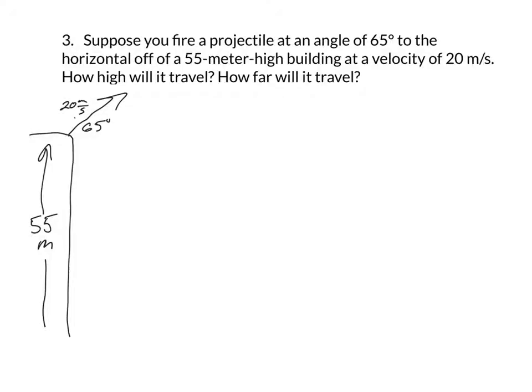Alright, let's SOHCAHTOA this bad boy. 20 times the sine of 65 degrees. I get 18.1 meters per second. Right away, I go to V final squared equals V initial squared plus 2g change in y.